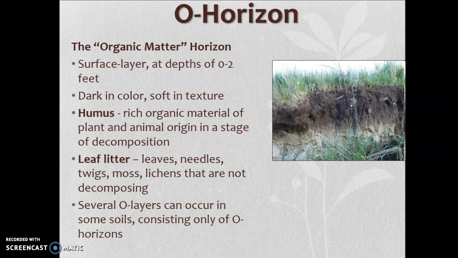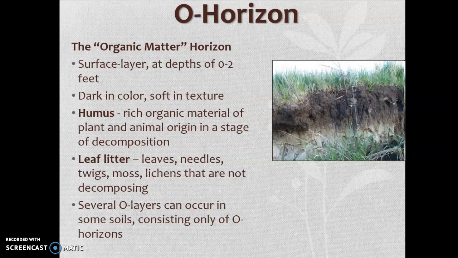So the O horizon, which is your organic matter, only goes about 2 feet down. This is where everything is basically growing. It's dark in color, soft in texture mostly. It contains humus, which is that rich organic material of plant and animal origin in a stage of decomposition. Think of compost. So when you take organic materials that can be broken down and form into fresh fertilizer, we call that humus. Okay, not hummus with 2 M's. That's the dip that you can eat.